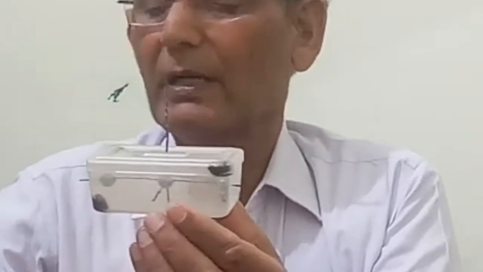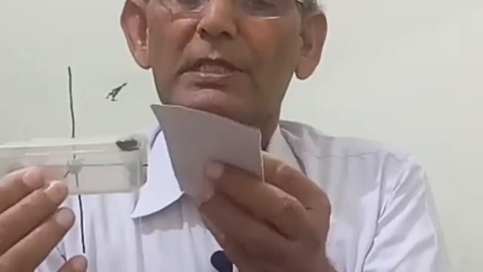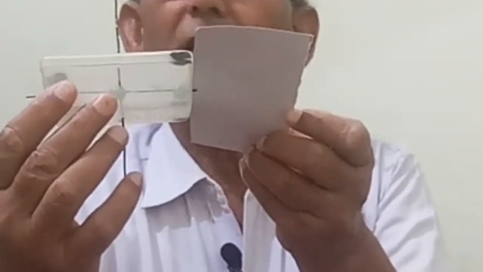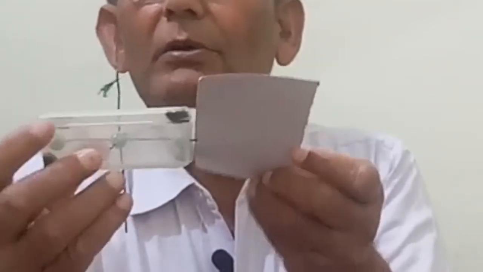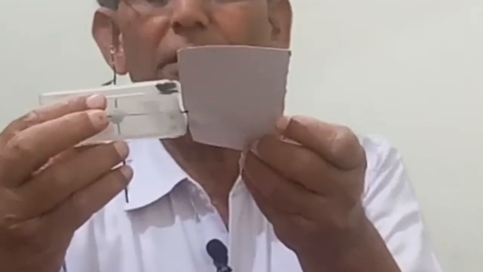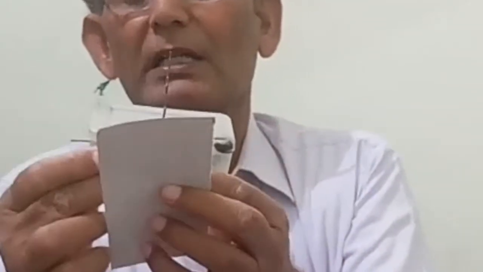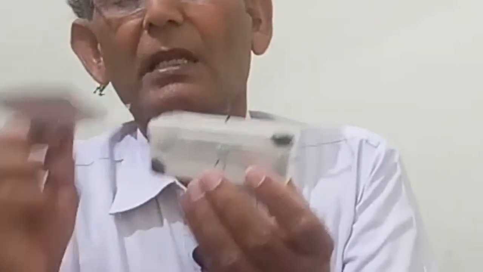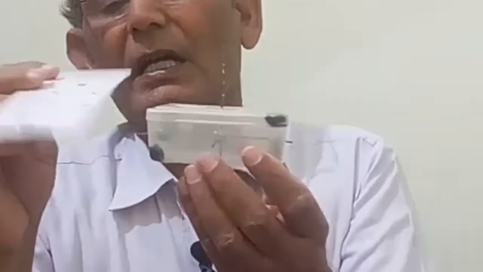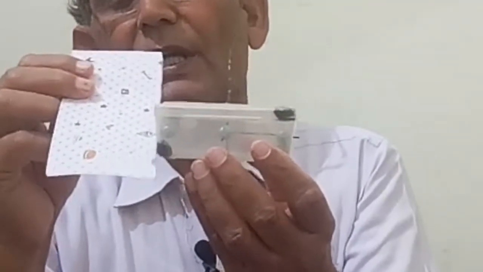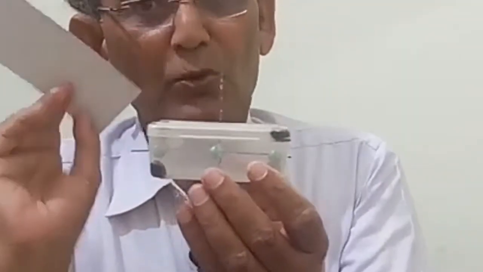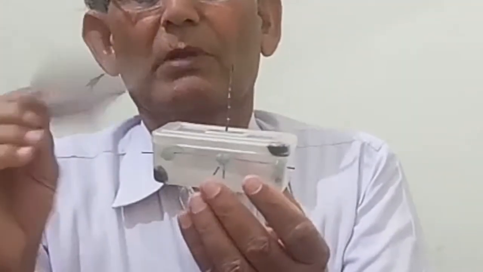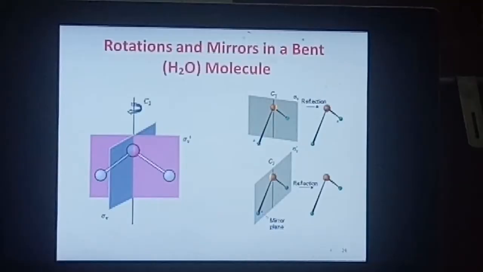Now the plane passing through this principal axis and the hydrogens H1 and H2 will be a sigma d, because it bisects this C2 axis and this C2 axis. The second sigma d plane will be the plane passing through the principal axis and the hydrogens H3 and H4. So this is the sigma d. In this molecule there are two sigma d planes, and we can explain it very clearly.